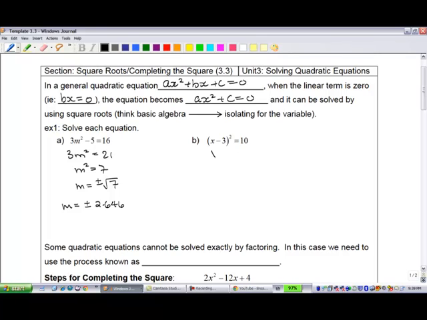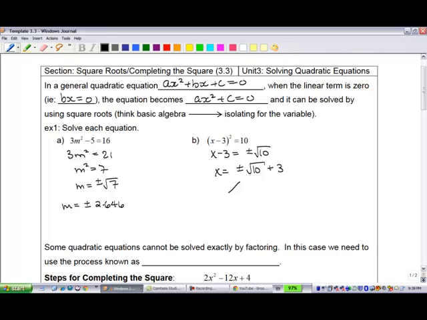So what we would do is the outermost function here is the square, so we're going to take the square root, again, plus or minus, so we have plus or minus root 10. The next step would be to add 3, so we have root 10 plus 3. Now that's a really nice exact value answer, there's nothing wrong with that.